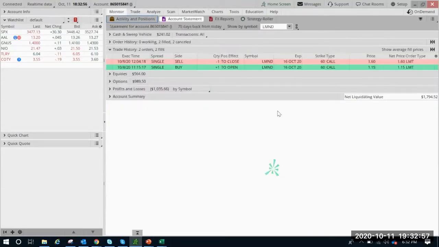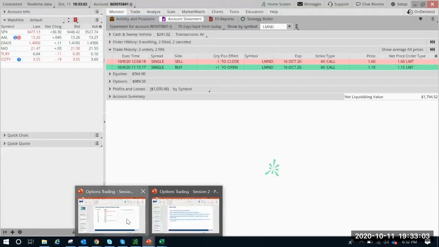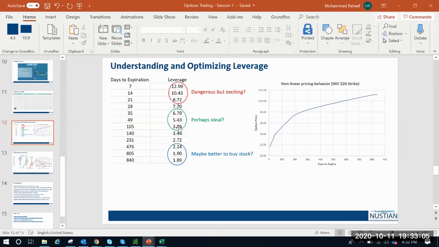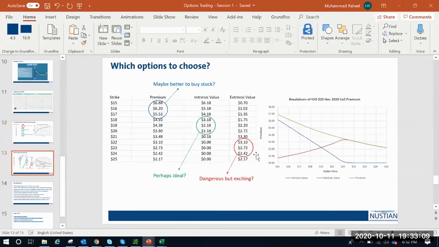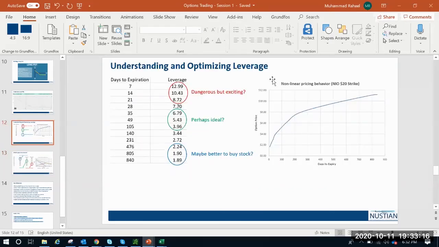I mean, you play however you think it suits you. That's my explanation. The way I play in the middle, I feel that this is the right kind of leverage and timing. So look at your leverage, look at how much you're paying for intrinsic value and extrinsic value, and optimize that. And that's why I said understanding and optimizing leverage. Happy to take more questions.